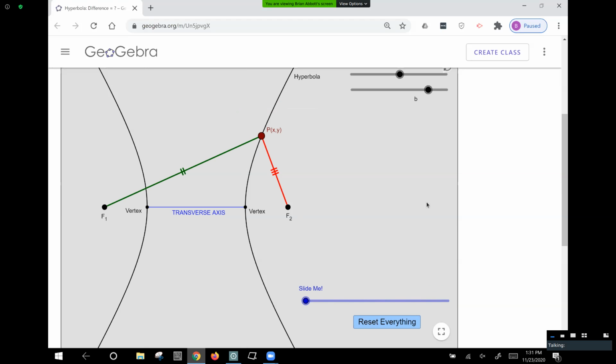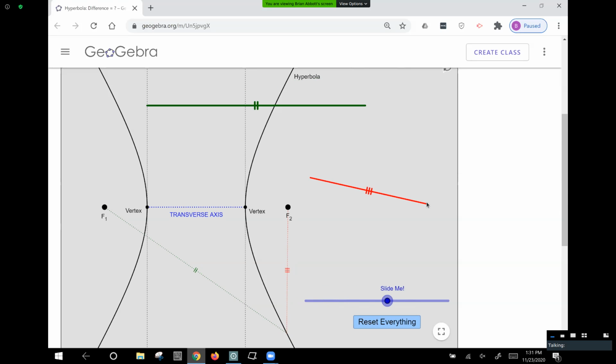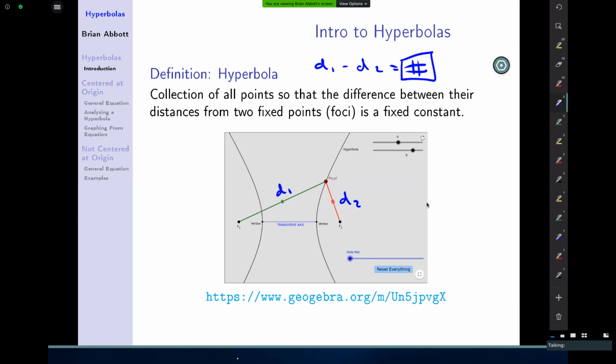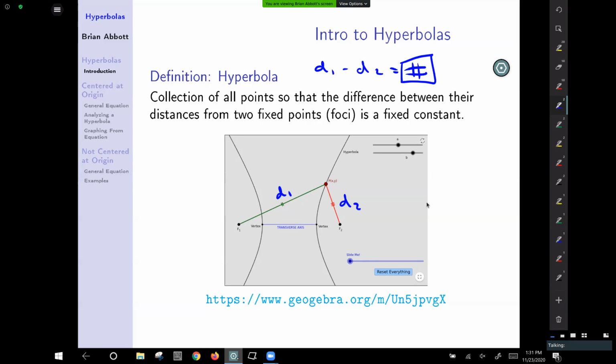And instead of making you watch lots and lots of examples, we'll just do two and encourage you to mess with it yourself. It's a really great applet. So there's the big long green distance, there's the big long red distance, and sure enough, take the red distance off the green distance and you've got the distance between the two vertices. So the collection of all points where the difference between their distances from two fixed points, foci, remains a constant number, that's the definition of a hyperbola.